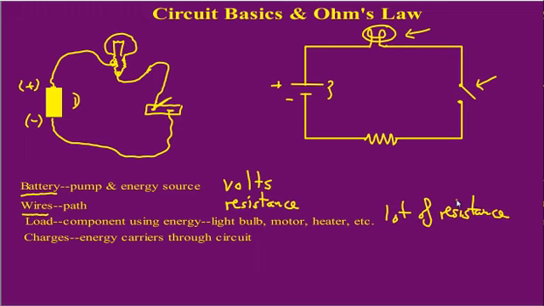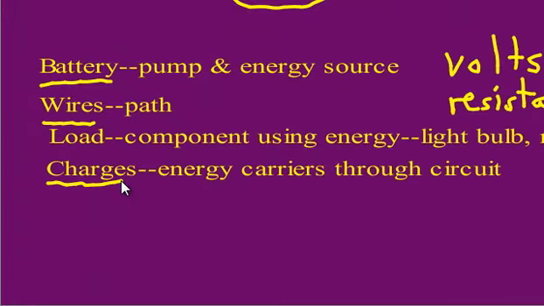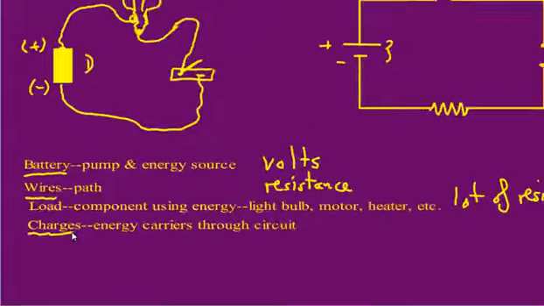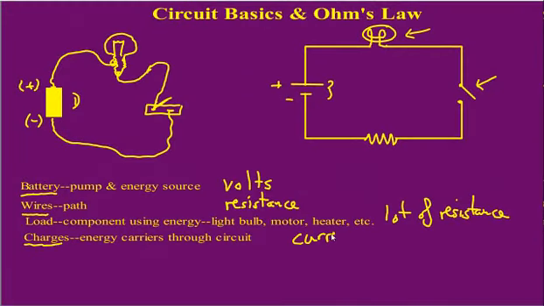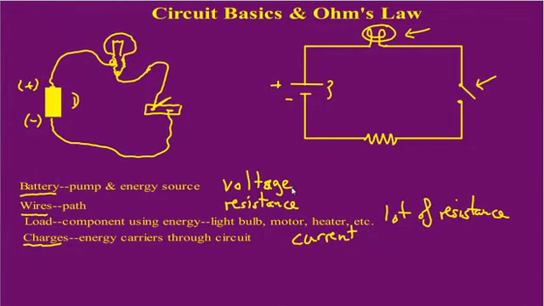And then finally we have the charges themselves, the electrons, moving through the wires, and those are the energy carriers. They are the things that are carrying the energy from the battery to the load. The flow of these charges is called current. It turns out that these three quantities, I suppose I should write up here voltage, the voltage of the battery, the resistance in the wires and the load, primarily the load, and the current, those are the three quantities that are very important in measuring how a circuit behaves. So let's see how those three are related.